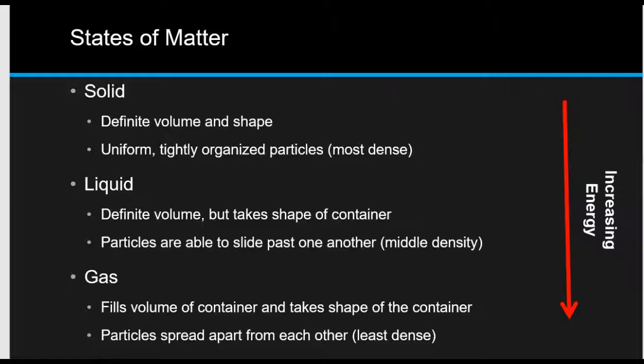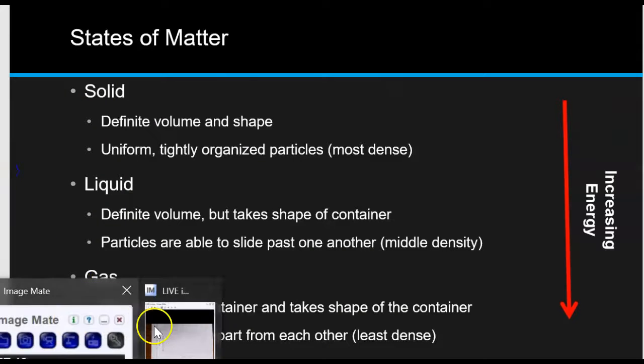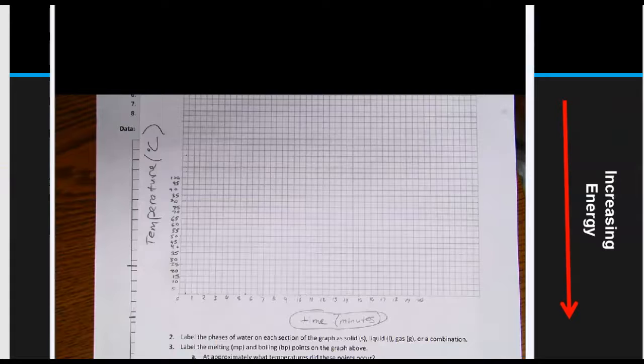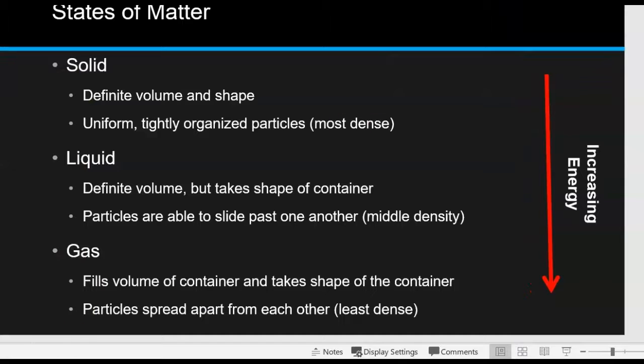Then after that, I'm going to go over something real quick. So here, we're going to be talking about the different states of matter. So you know solid, liquid, gas. As you move from solid to liquid, you increase energy. And as you go from liquid to gas, you also increase energy. So what that means for the particles, I'm going to try to move that. There we go. I clicked out of it.